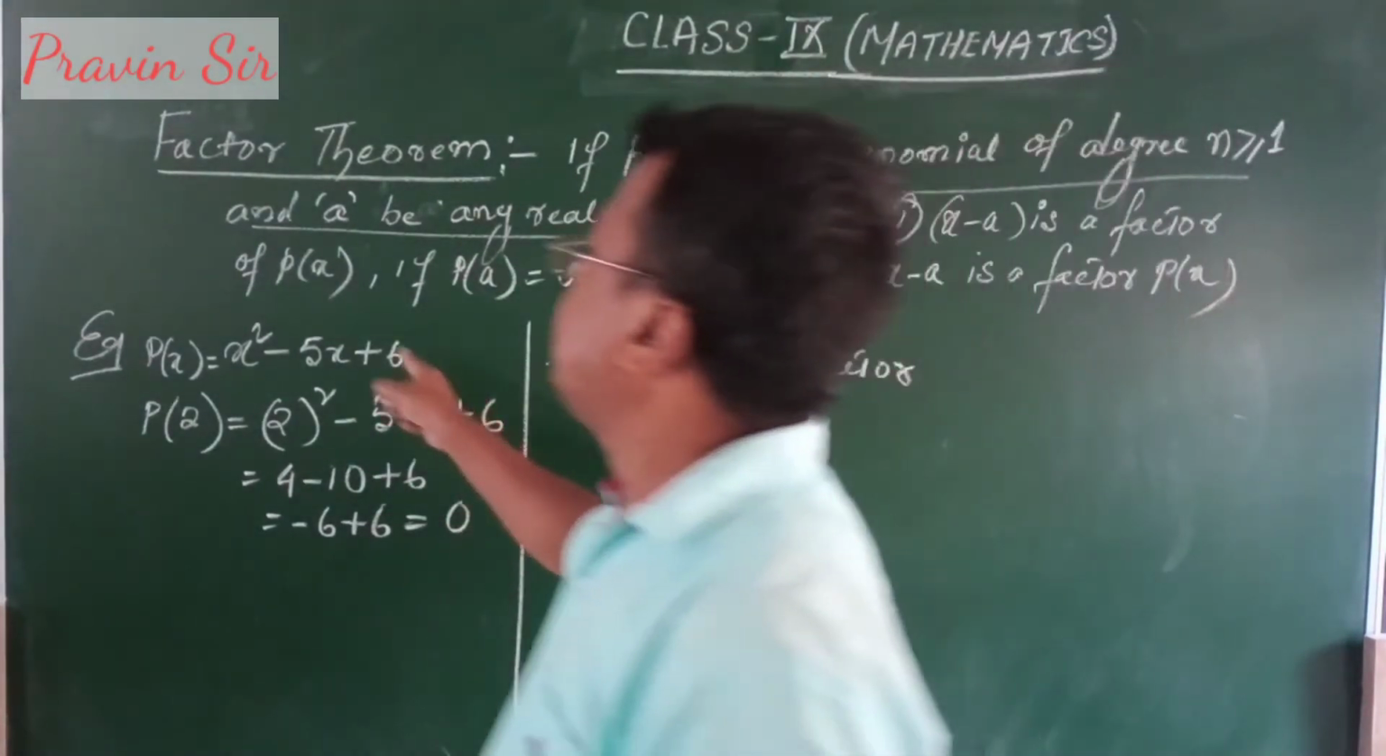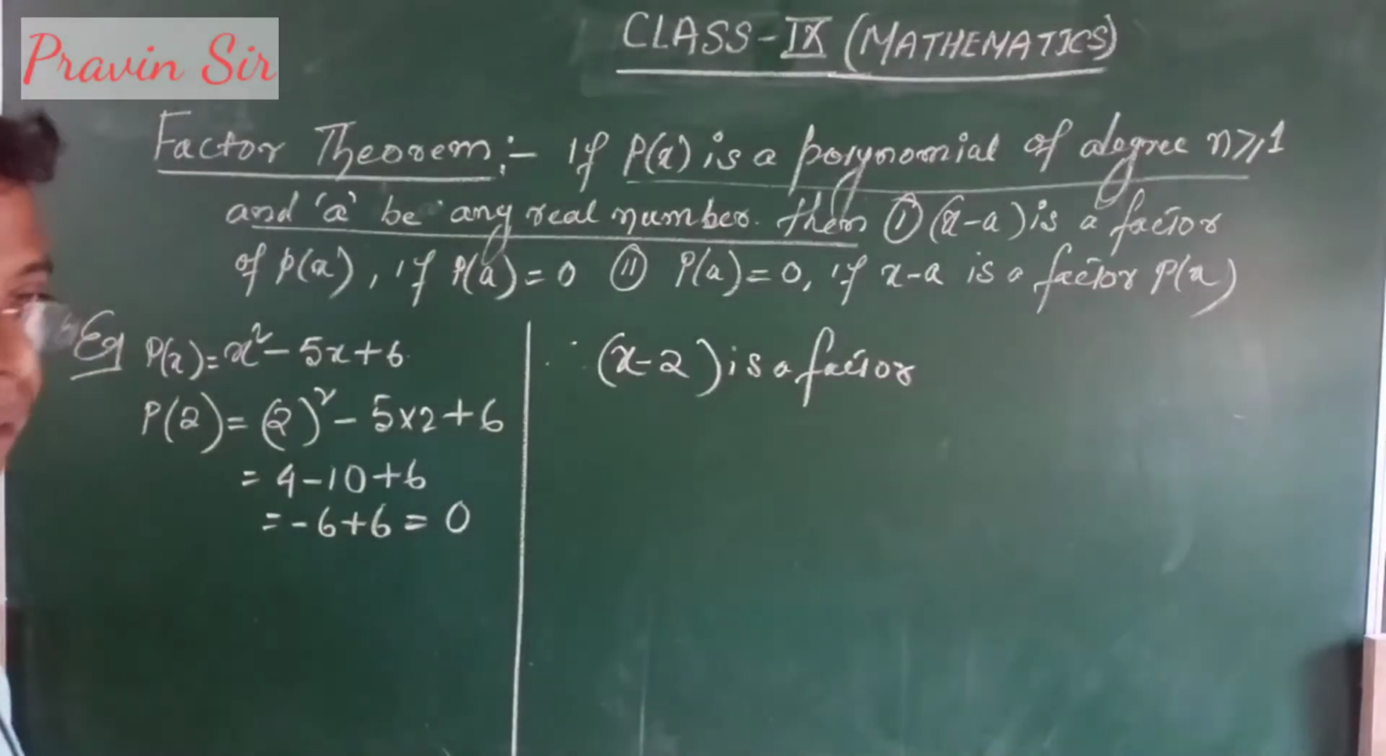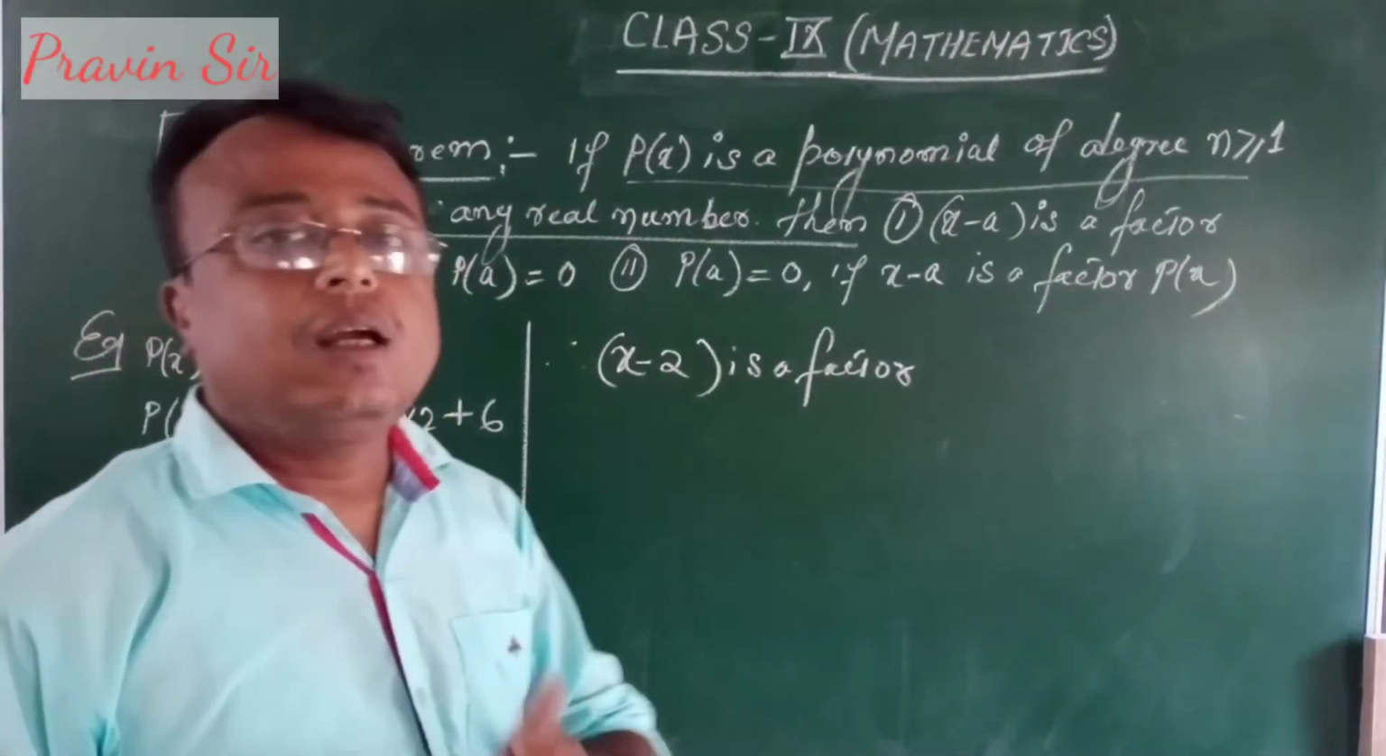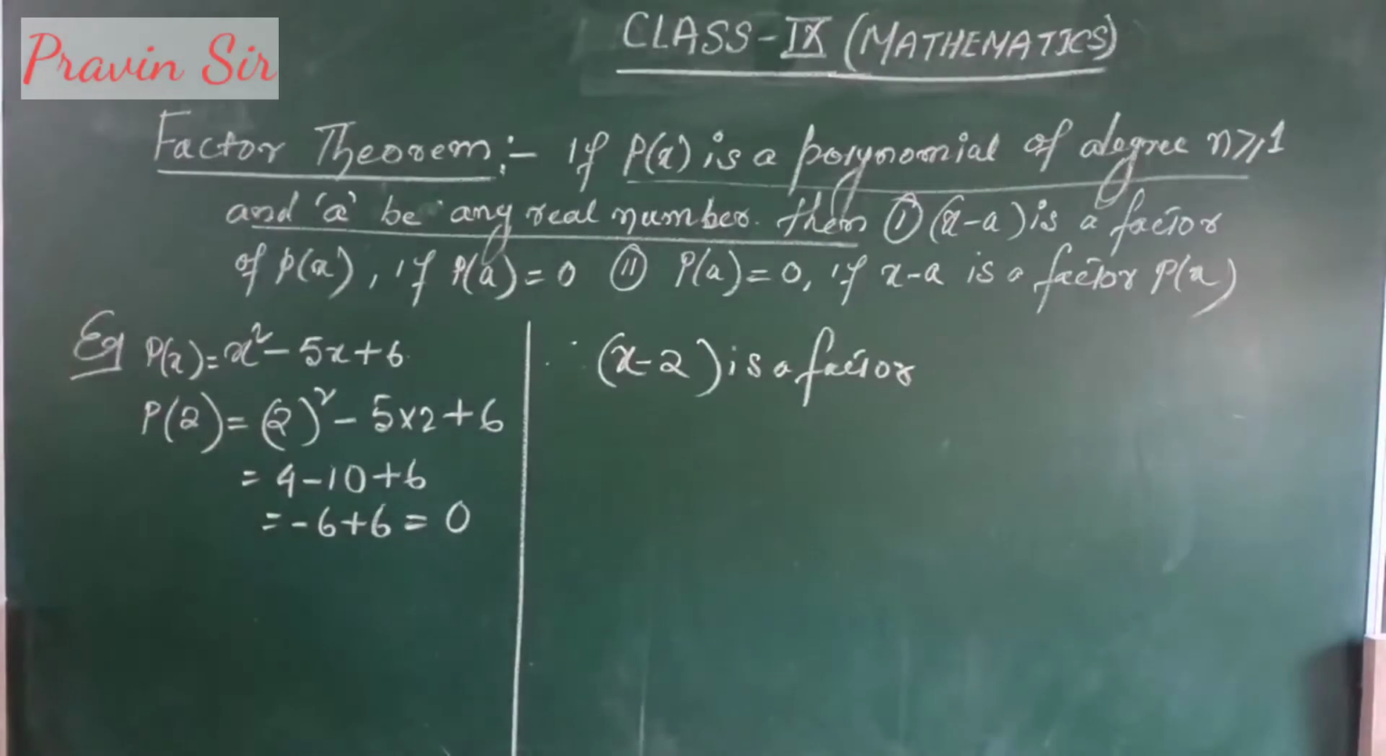Now you see this is a quadratic equation. In a quadratic equation, how many factors will we get? We will get 2 factors. But here in this question, we are getting only 1 factor. So let us try to find out the second factor of this polynomial.